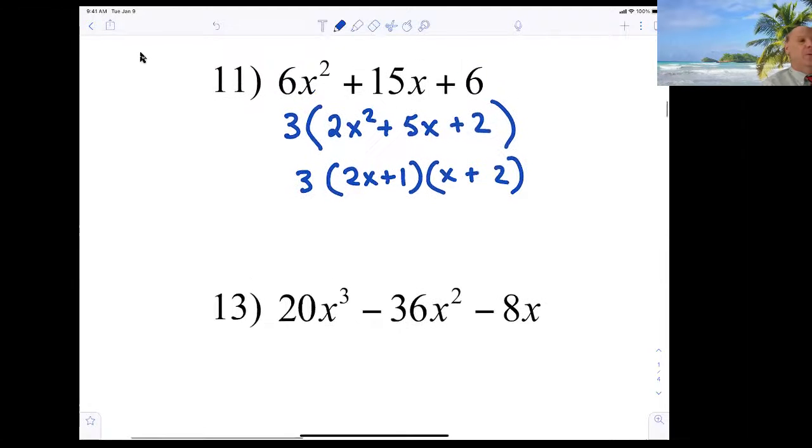Say it again. Where are you getting it, 2x squared? 2x times x. Right? You with me? Where is that from? There's no x in the 6.